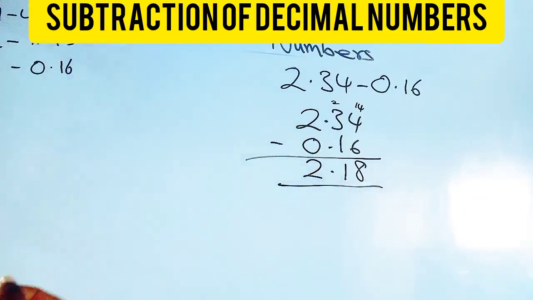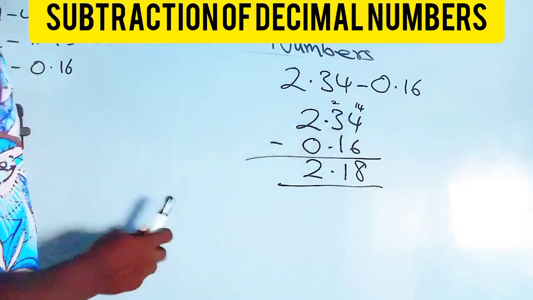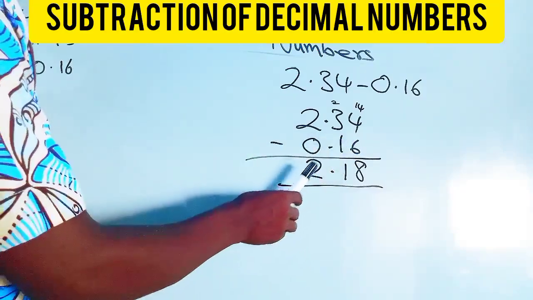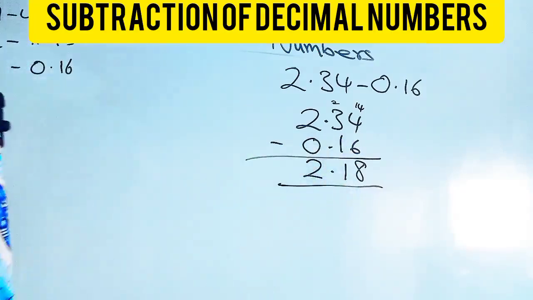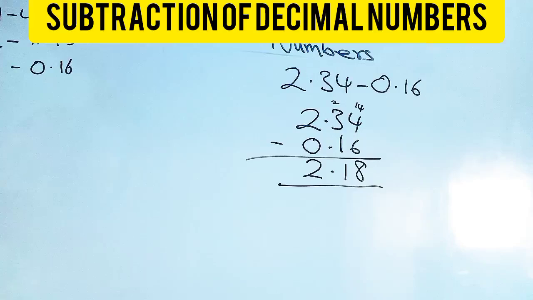Therefore, 2.34 minus 0.16 is equal to 2.18.